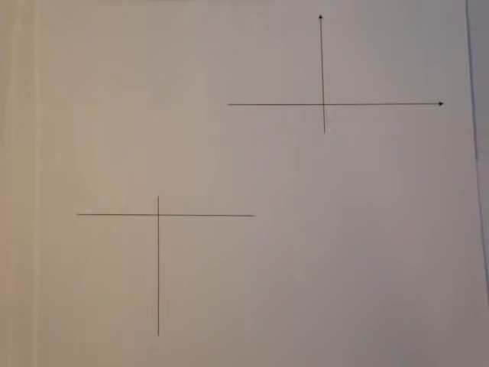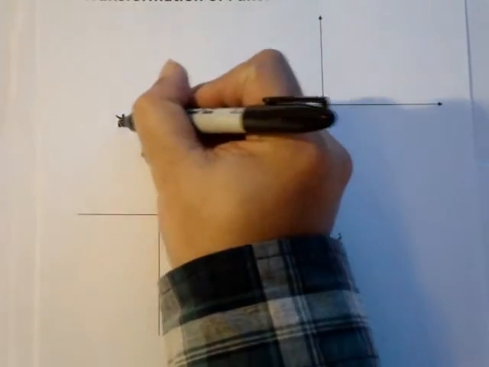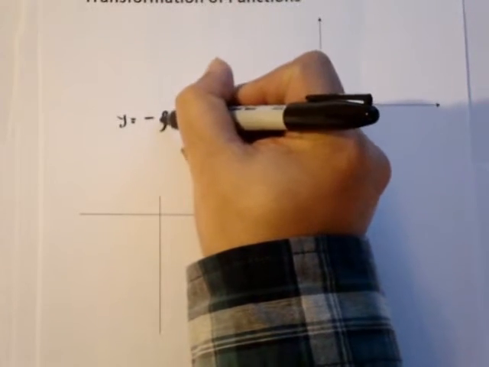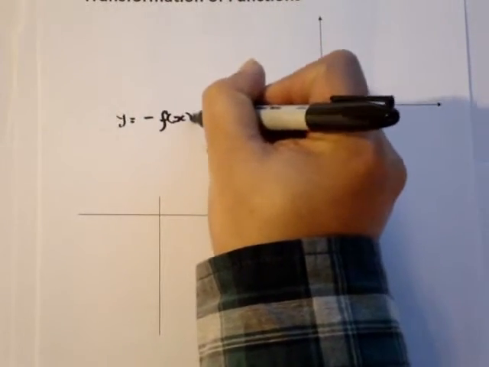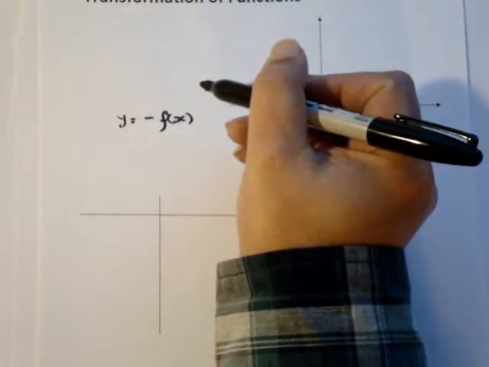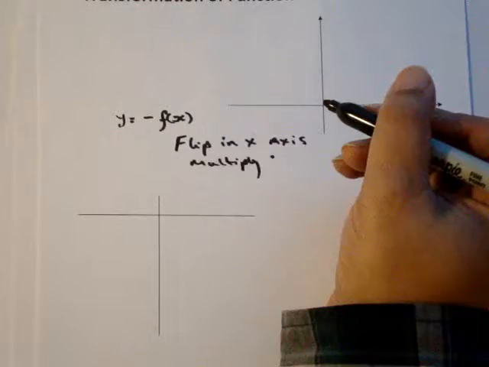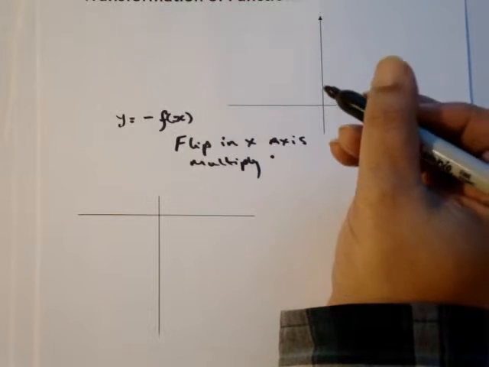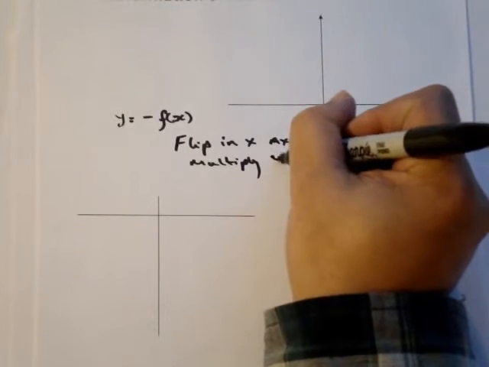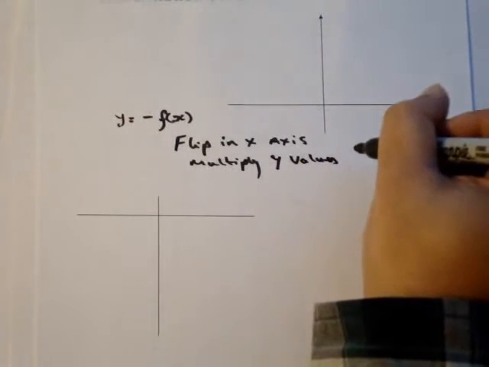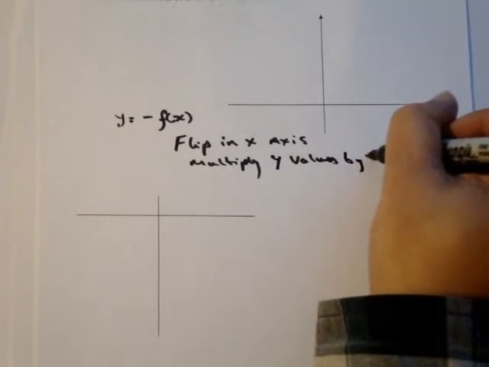Finally, we're going to have a look at y equals minus f of x. So this is a flip, and we multiply the y values by minus 1.